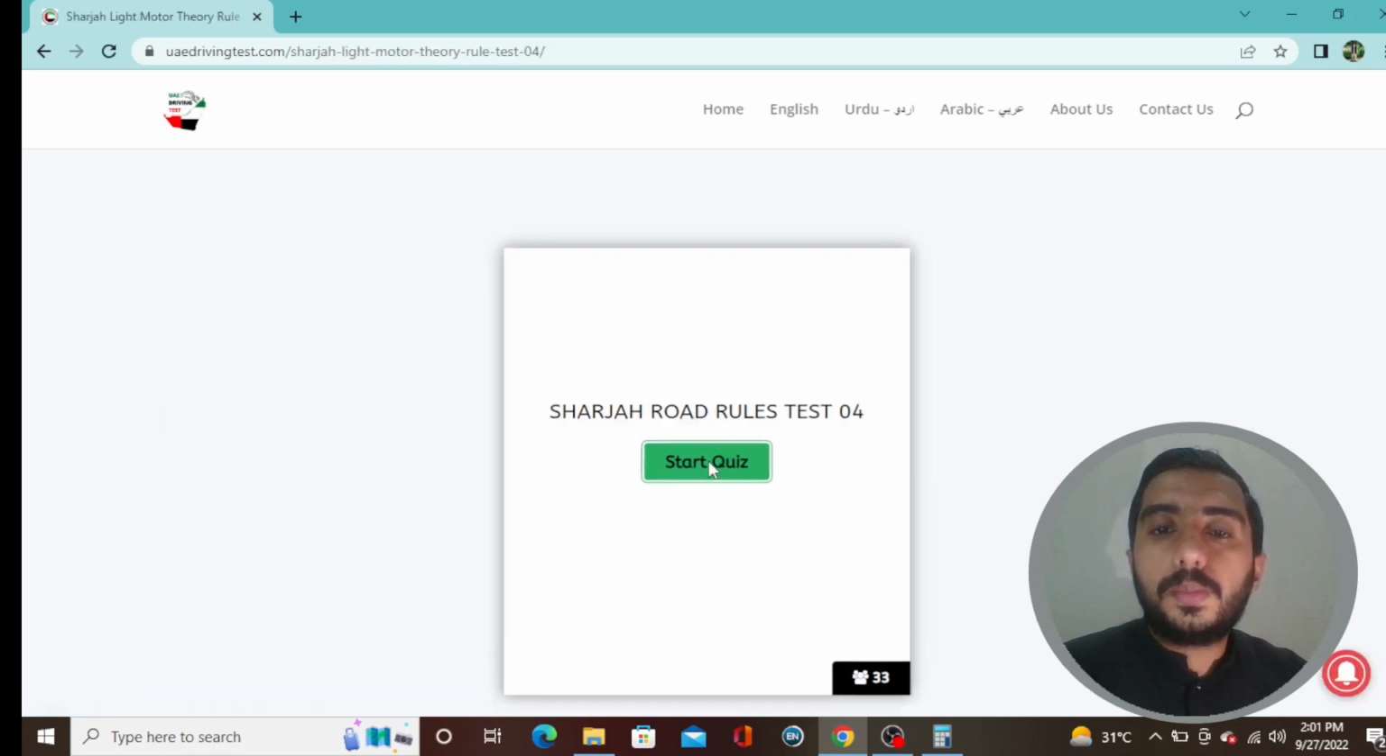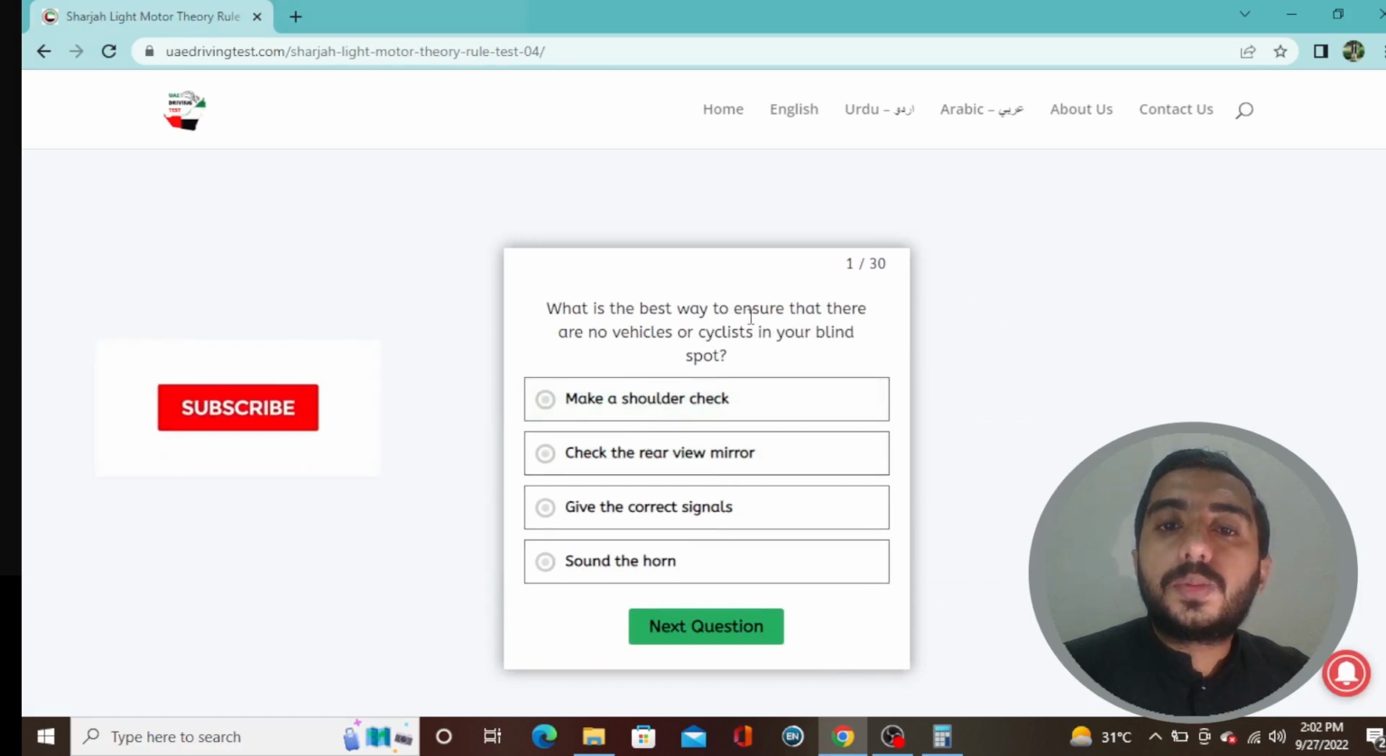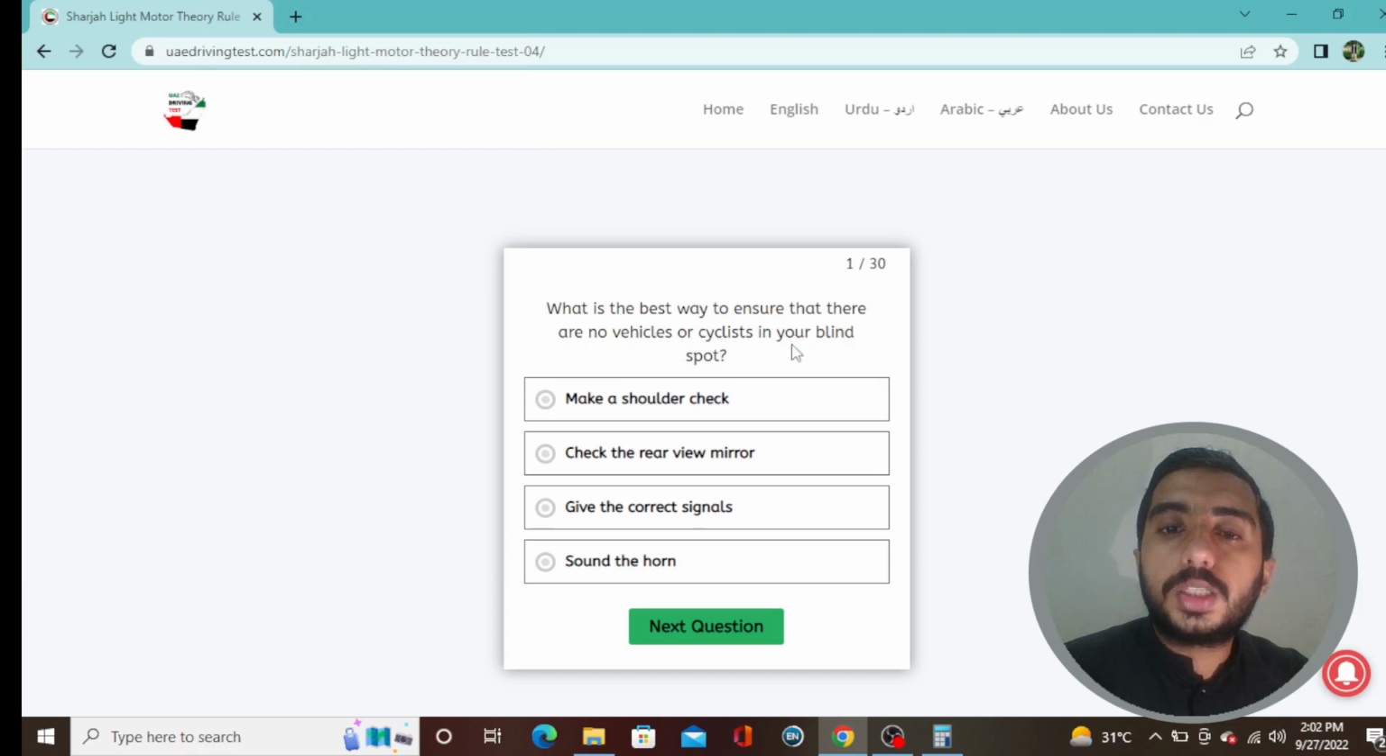Our question number 1 is, what is the best way to ensure that there are no vehicles or cyclists in your blind spot? The best way is to make a shoulder check. Option A is the correct one.